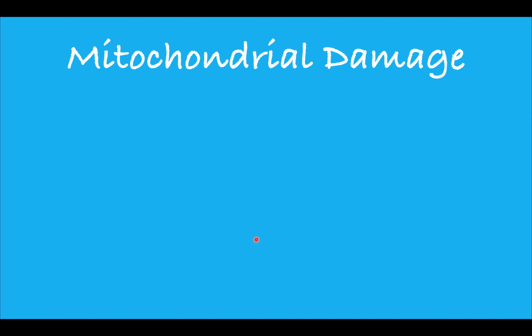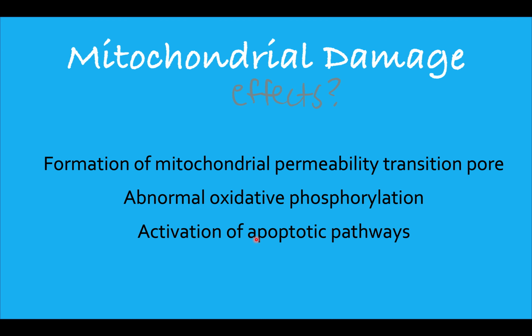So what are the effects of this damage? The mitochondria is the powerhouse of the cell. We just saw that it's really important. So if you are damaging these by any of those three mechanisms we just mentioned, what is going to happen? Well, first, you create this mitochondrial permeability transition pore. That's a big term, but basically what that means is there's a little hole in it, or a pore.